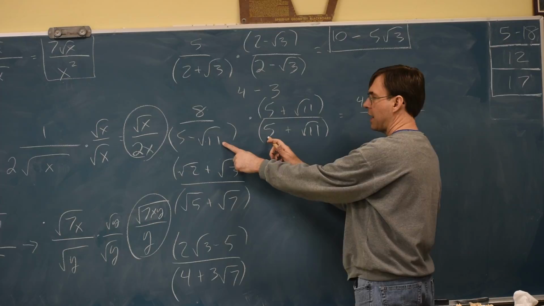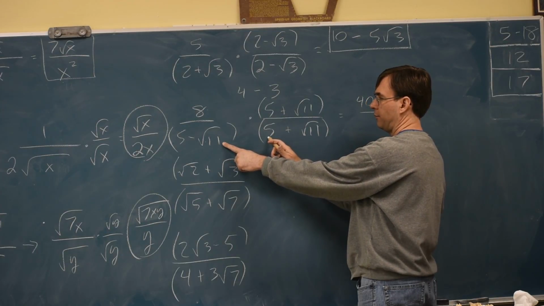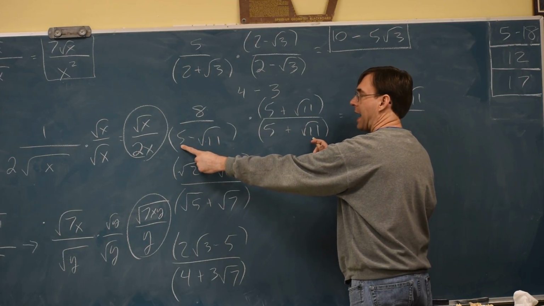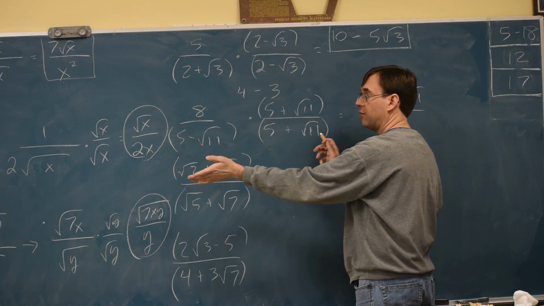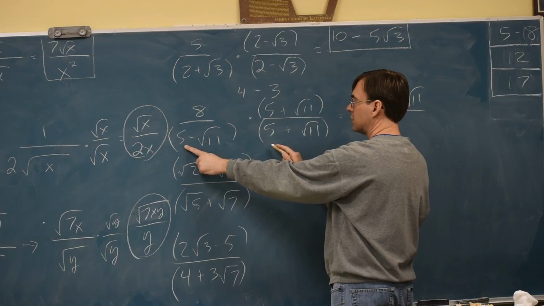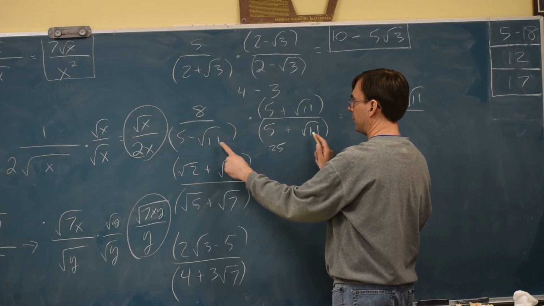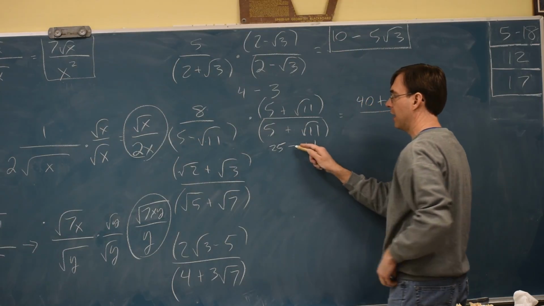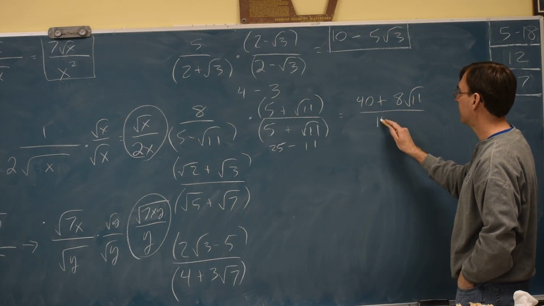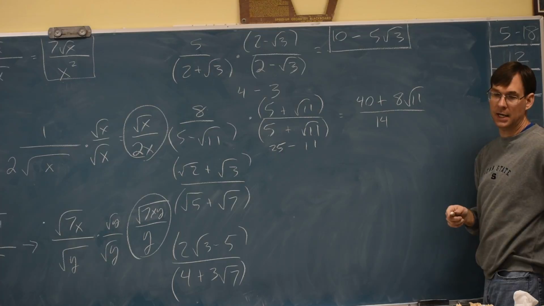On the bottom, I don't care what this is, it's negative. I don't care what that is either, it's positive, the same item. This and this will self-eliminate. These will make a 25. These will make a normal 11. The signs are always different, so it's always subtracting. That's going to be a 14.